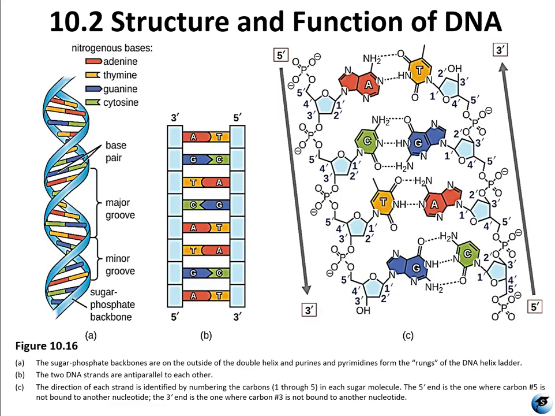Figure 10.16 is showing the overall structure of DNA. DNA is a double helix with two individual strands. Here and here is the phosphate sugar backbone, and then these guys in the middle are your nucleotides that are held together with hydrogen bonds. Remember that adenine only binds with thymine and cytosine only binds with guanine.